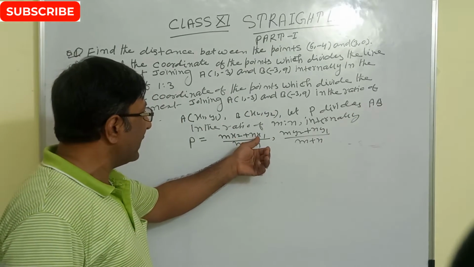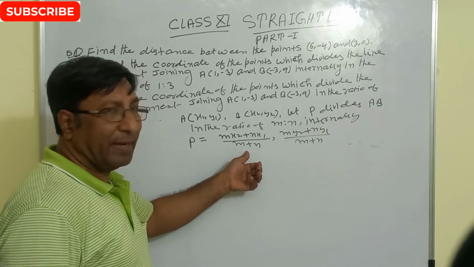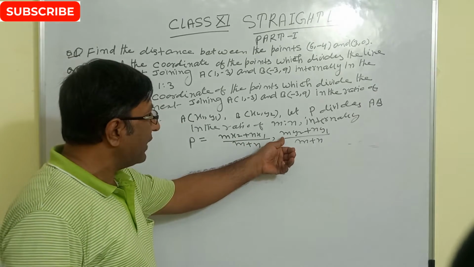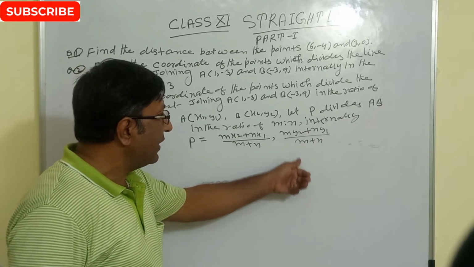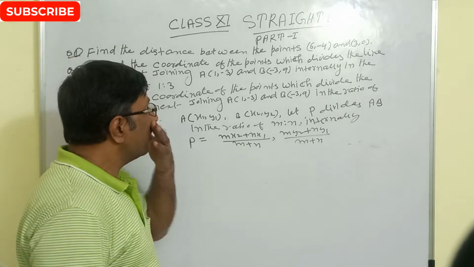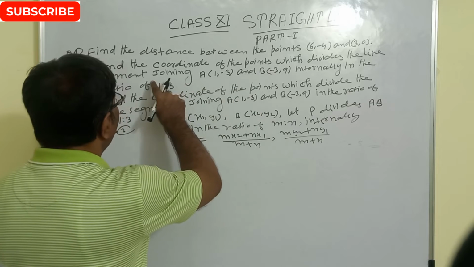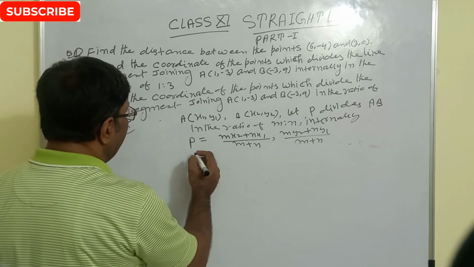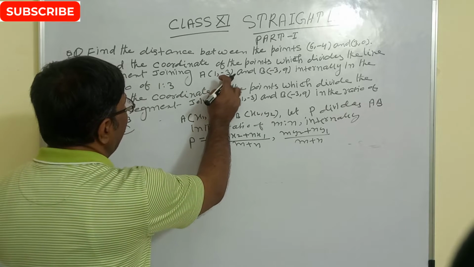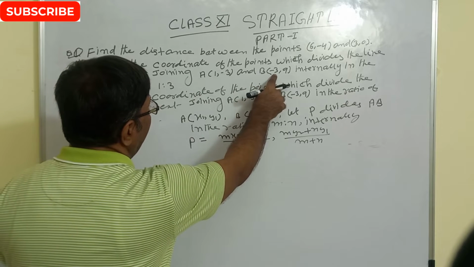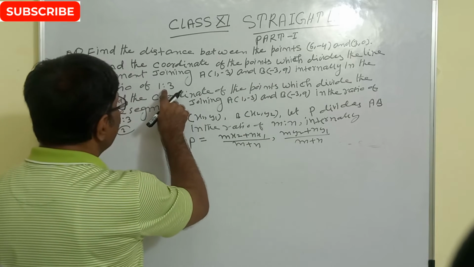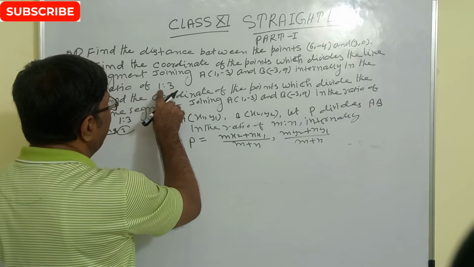mx2 plus nx1 divided by m plus n. And the y coordinate is my2 plus ny1 divided by m plus n. So here the question: find the coordinates of the point dividing the line joining A and B. A is given as (1, -3), B is given as (-3, 9), and the ratio is 1 is to 3, that is, m is 1, n is 3.